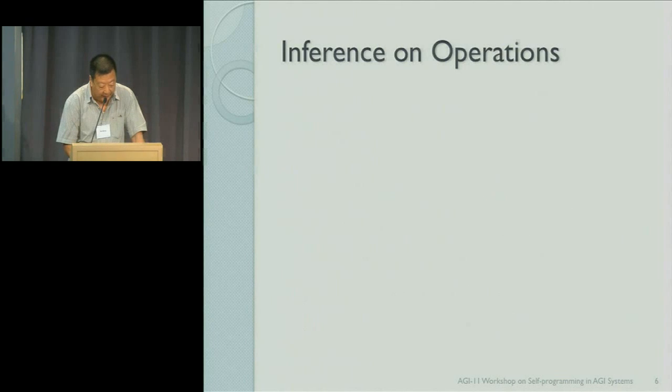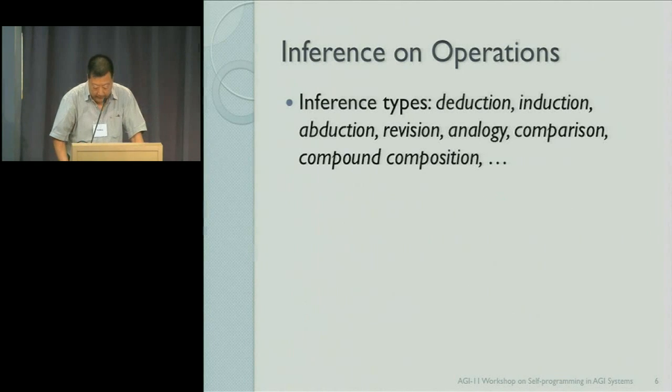Then how about reasoning? In the system, there is a whole bunch of inference rules, which include deduction, induction, abduction, revision, and a long list of others. Each of them has a truth-value function attached, so it can calculate to what degree the conclusion is true according to the degree to which the premises are true, and also depending on the type of inference.